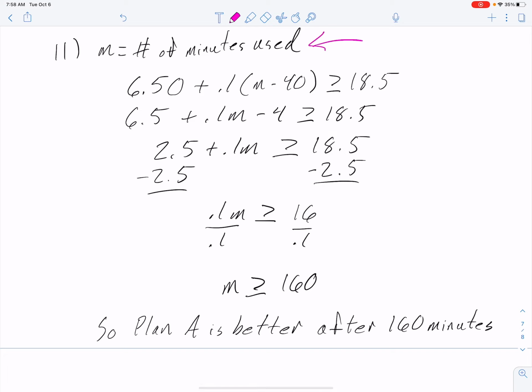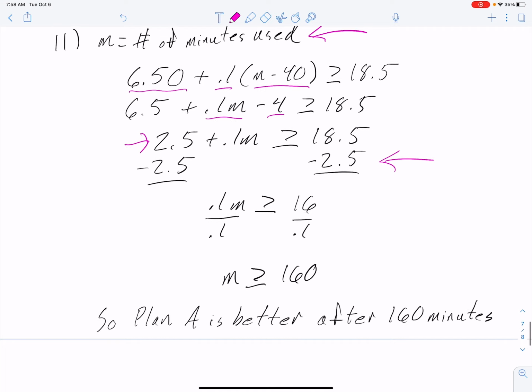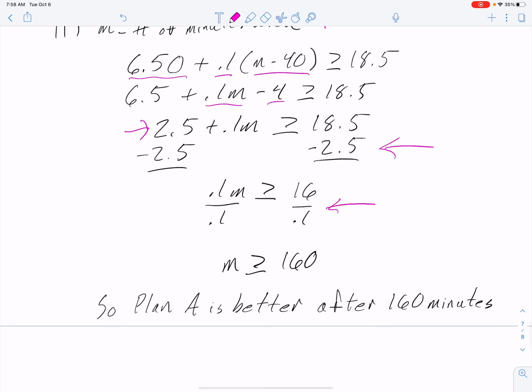Now, because of the way I define my variable as the number of minutes used, when I set up my equation, my $6.50 plus 0.1 times (m minus 40), the m that I've defined is all the minutes. Some people might define their m as the minutes after 40, and that would make a slight change in their equation. From there, I distribute my 0.1, combine my like terms, and start solving. By the time I divide by 0.1, I get that m is greater than or equal to 160.